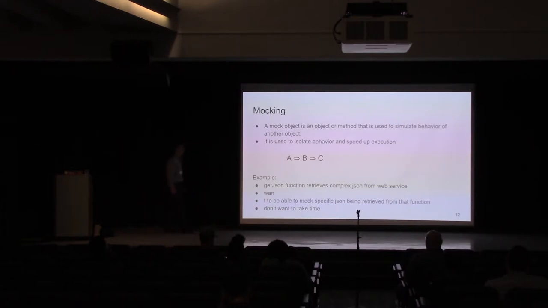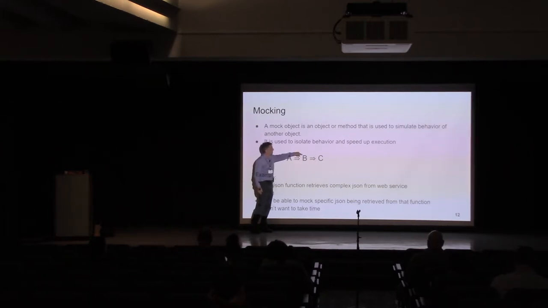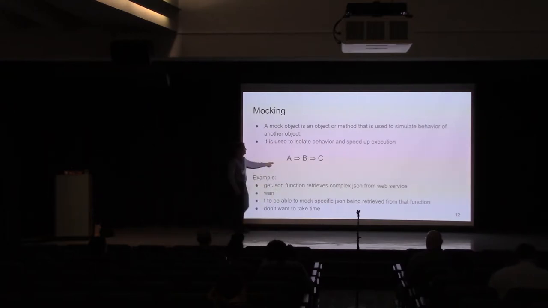So an example down here at the bottom, let's say that you wrote a getJSON function that retrieves complex JSON from a web service. And you want to be able to mock a specific JSON being retrieved from that function. Let's say that B is the web server where you're calling to get the JSON. So you can mock the return results so that instead of actually going out and calling the web server, you just return some predefined JSON. It wouldn't necessarily have to be predefined. You can make that function as complex as you want. You could say, okay, well, if it sends me these type of values, return this JSON, otherwise do this.